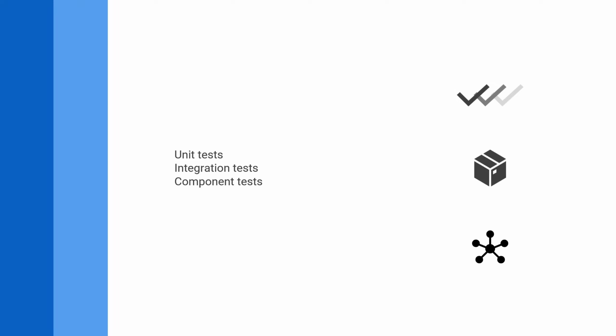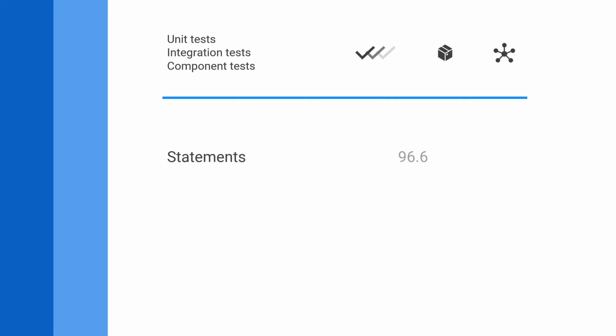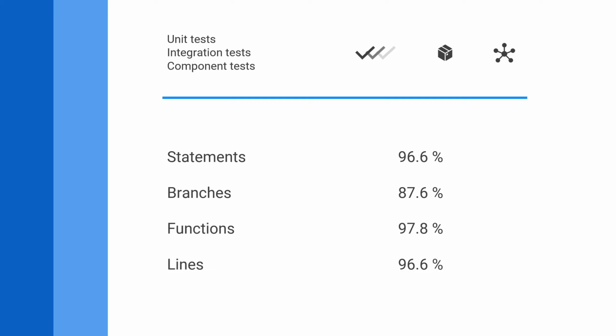To test the library, Material UI uses automated tests that are executed in the continuous integration pipeline. There are several types of tests. Some are unit tests, some are component tests, and then there are integration tests. The test coverage of the Material UI project is relatively high.